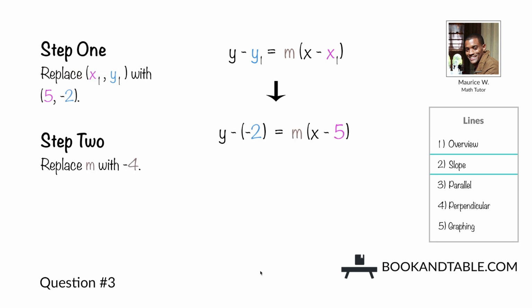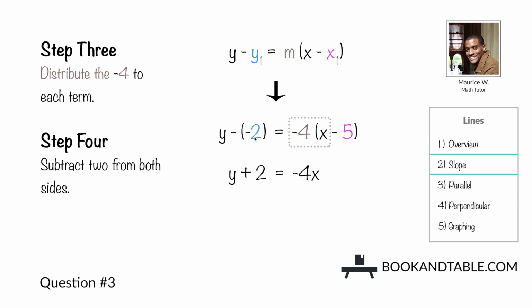Question number 3, step 1, replace x1 and y1 with 5 and negative 2. Step 2, replace m with negative 4. Now we want to distribute this negative 4 to each of these terms. And here, y minus negative 2 becomes y plus 2. So we have y plus 2 is equal to negative 4 times x, which is negative 4x.